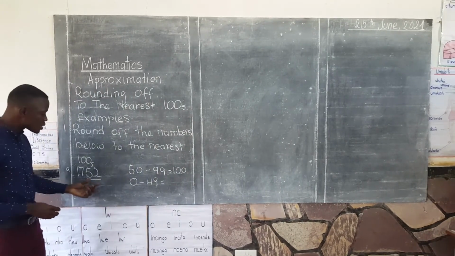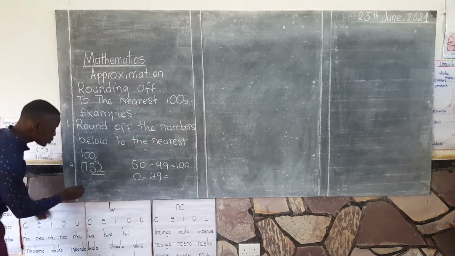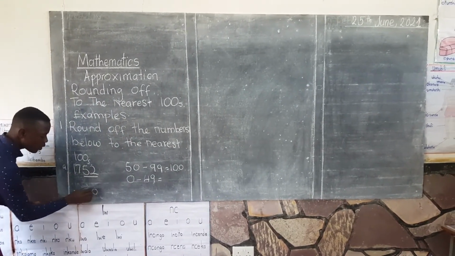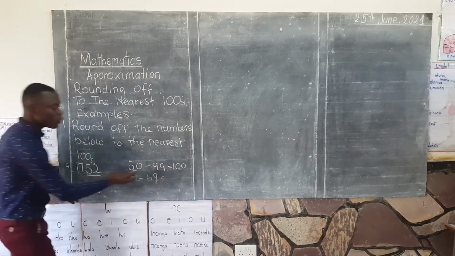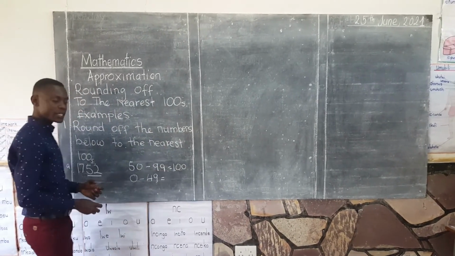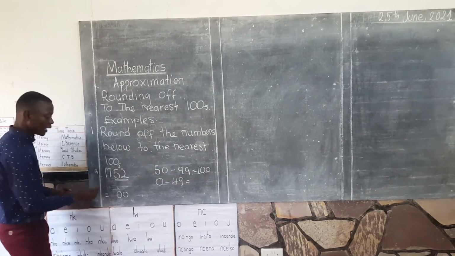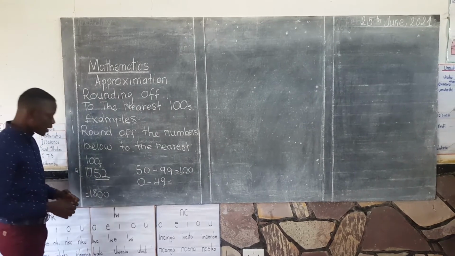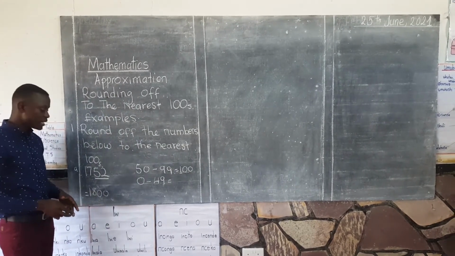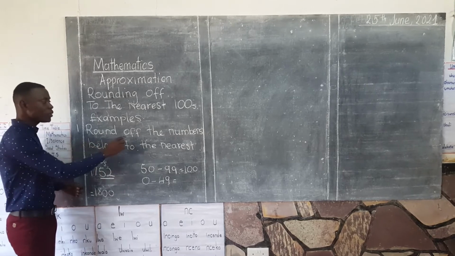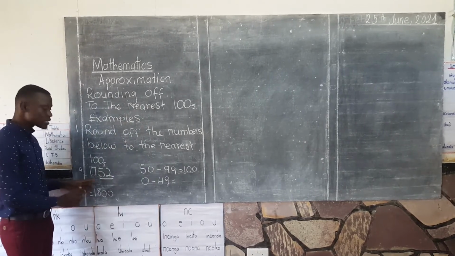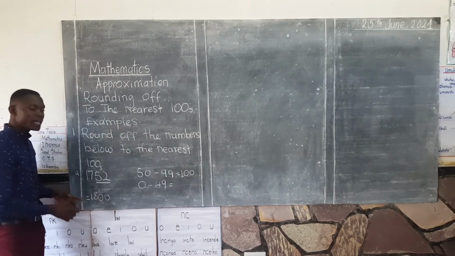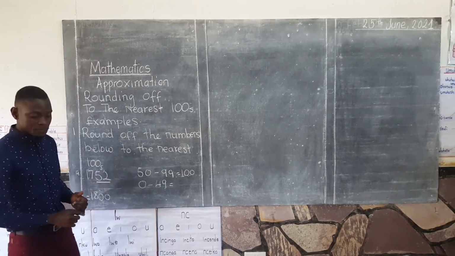So in this case, to round off this one, where there's a 52, we'll write 0 and 0. Then the one which is attached to 100, we'll add it to 7 and we'll have 8 here. And we maintain 1 because 1 is not affected. So if you are told, can you round off this number 1,752 to the nearest hundreds, the answer will be 1,800.